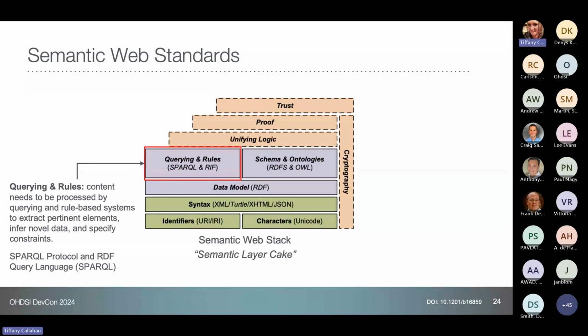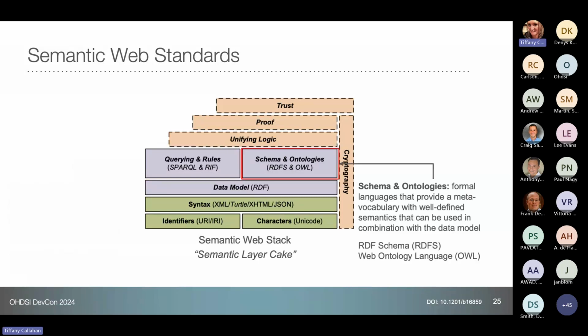So the importance of a data model is really to enable querying and rule sets. Content needs to be processed by querying and rule-based systems to extract relevant elements, to infer new data, and to specify constraints for tools. The semantic web query language, which is also called SPARQL, works with this sort of framework. So it's important for SPARQL to make these assumptions.